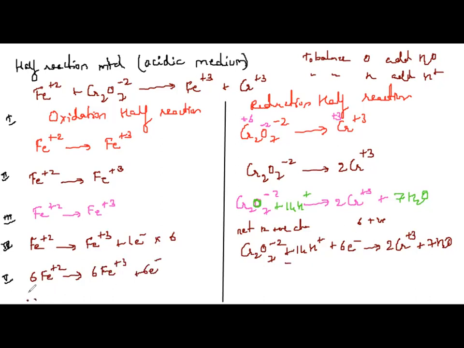Finally, therefore, add the two reactions. So let us see. 6 Fe plus 2 plus Cr2O7 minus 2 plus 14 H plus, 6 electrons cancel out, gives 6 Fe plus 3 plus 2 Cr plus 3 plus 7 H2O. Cleared with this? Understood? So this is how we do the half reaction method.